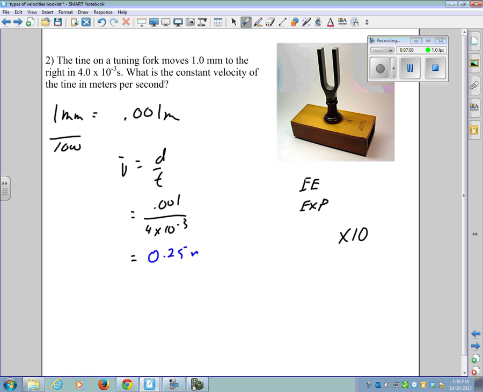0.25 meters per second. And I'm just going to pause there, and I'm going to let you try it on your calculator. I'm going to come around and see if you can do it.